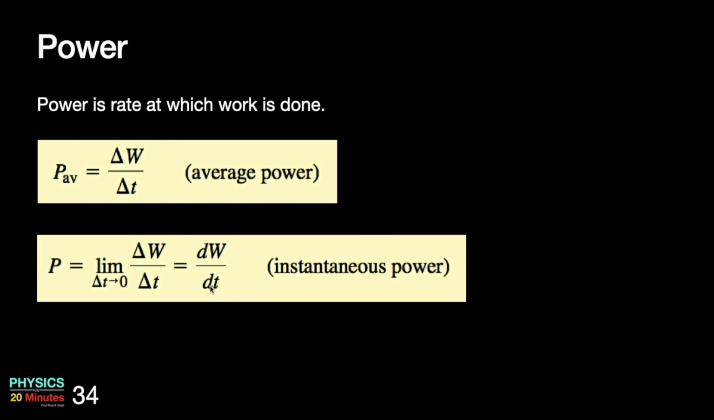There is one interesting unit of power, which is horsepower. So can anyone tell me 1 horsepower is how many watts? 746. Yes, 1 horsepower has been standardized as 746 watts. We stop here.